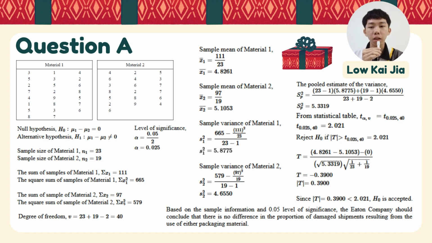For question A, a hypothesis test is carried out at 0.05 significance level. The population variances of material 1 and material 2 are assumed equal. Since their sample sizes do not exceed 30, the T-distribution is used to construct the critical region for rejection of the null hypothesis. After finding the pooled estimate of the variance, the statistical test is computed. Since the value obtained is outside the critical region, the null hypothesis is not rejected.